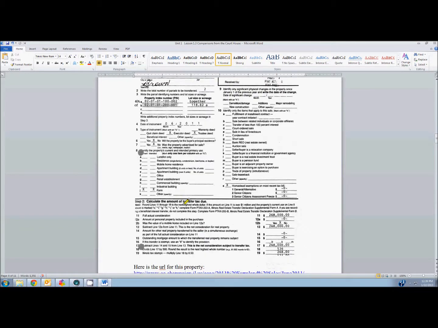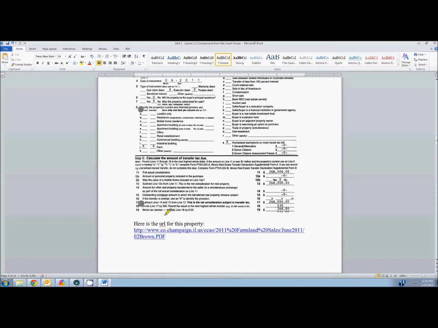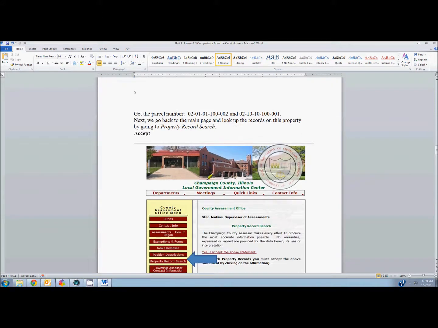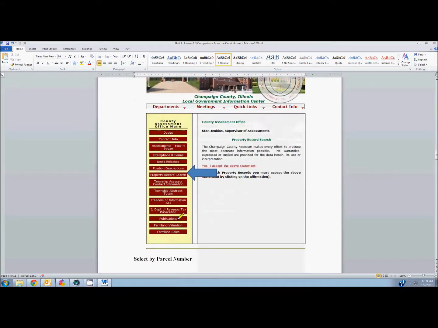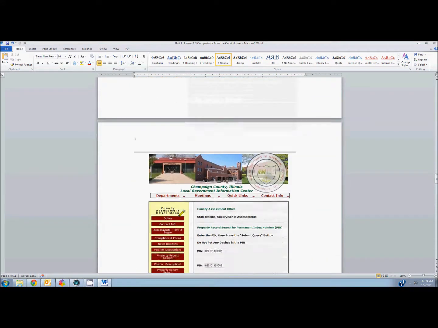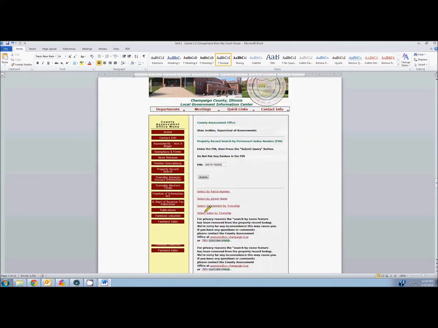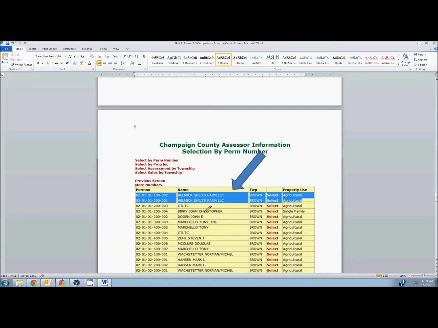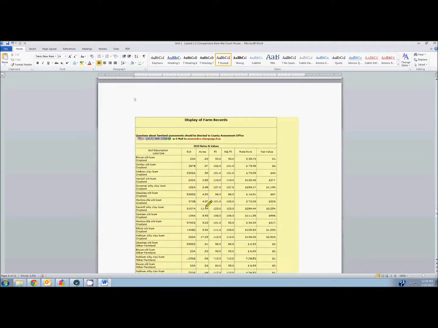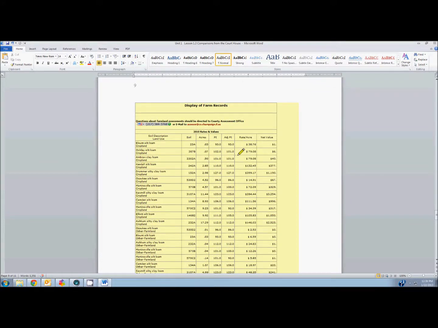Also, when we look up the tax card information, and by the way, here's the link for this transaction, I looked up the numbers and went to the property record search. I just select it by parcel number, put the PIN number in, clicked on the farms, and here's the farm card that came up.